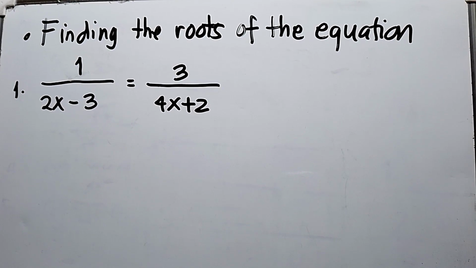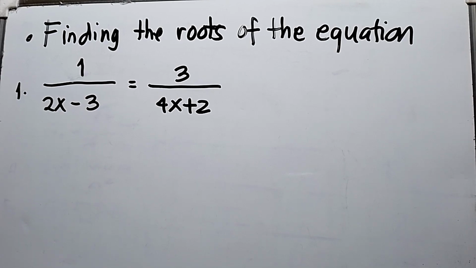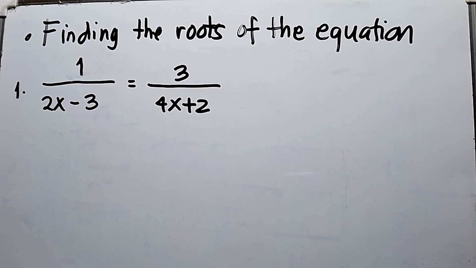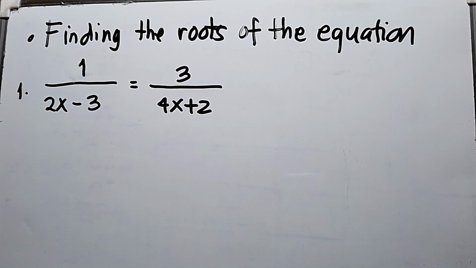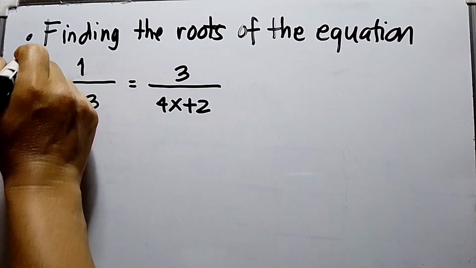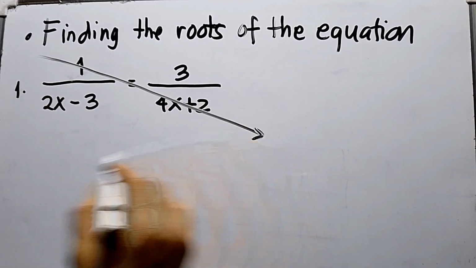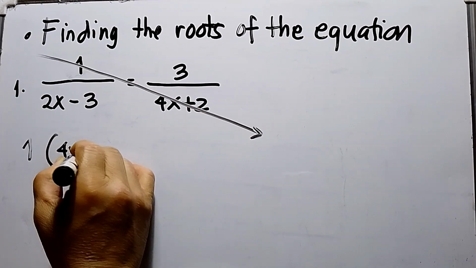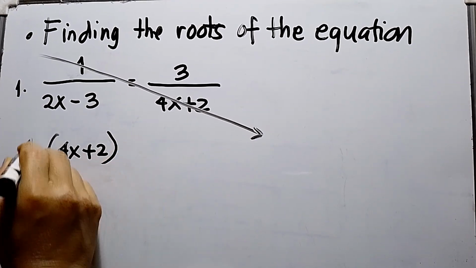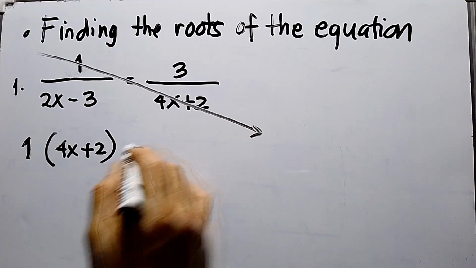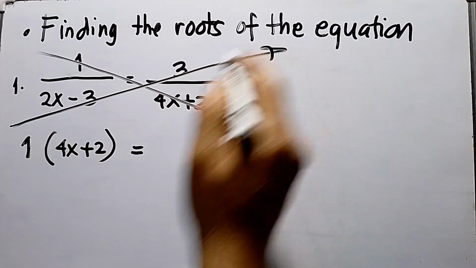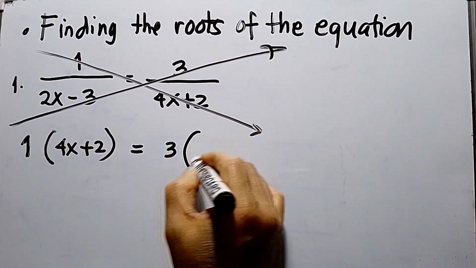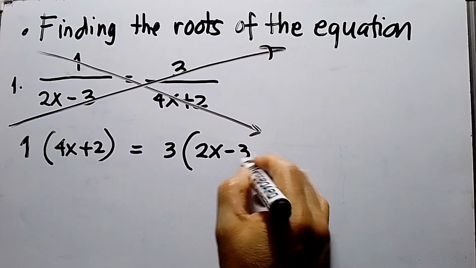Number 1, at the left side I have 1 over 2x minus 3 is equal to, the right side is 3 over 4x plus 2. So first thing to do is apply cross multiplication. So this will be 1 times 4x plus 2 is equal to another cross multiply, so 3 times 2x minus 3.